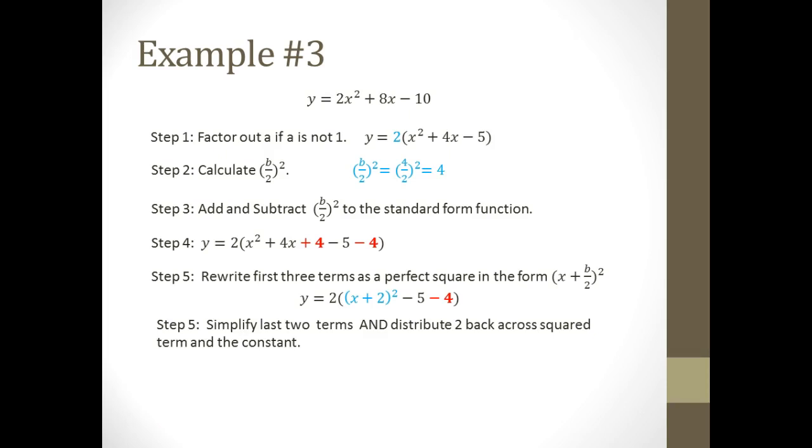Now we're going to simplify those last two terms and add them up. That's going to give us negative 9. And then we're going to distribute the 2 back across the squared term and the constant. Now our squared expression is x plus 2. So we're going to end up with 2 times x plus 2 squared. And when we combine the last two terms, we ended up with negative 9. If we distribute the 2 to negative 9, then we get negative 18. This is the vertex form of 2x squared plus 8x minus 10.